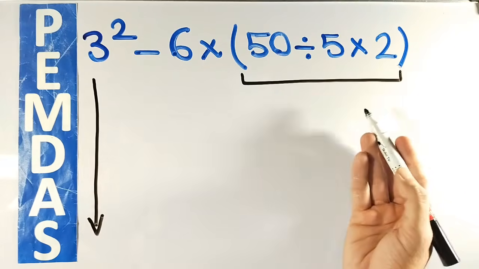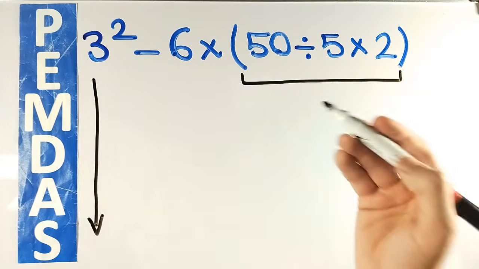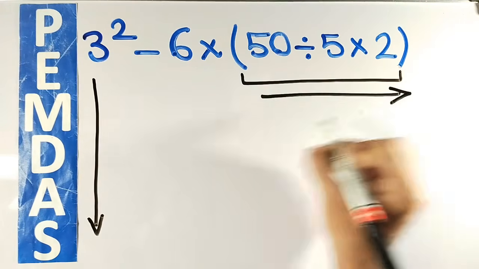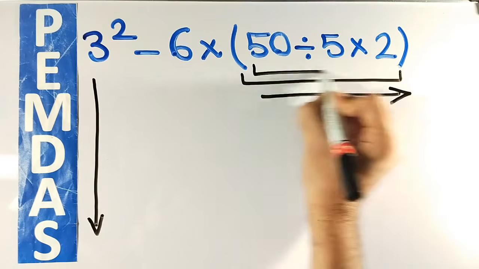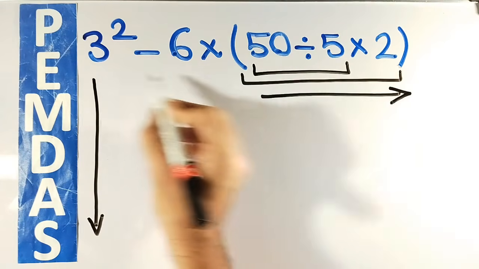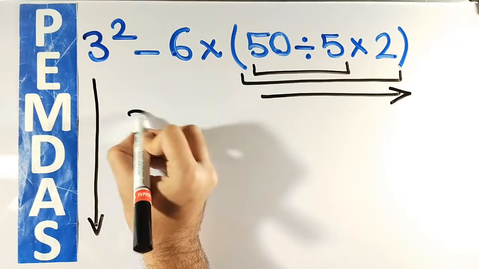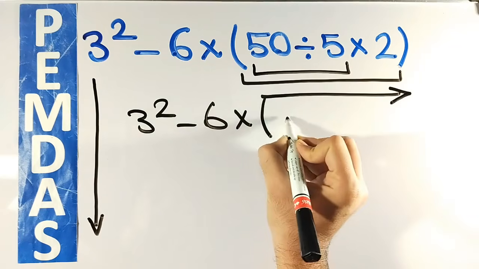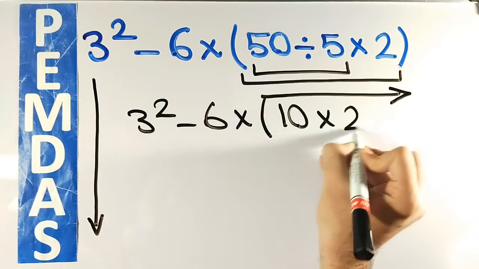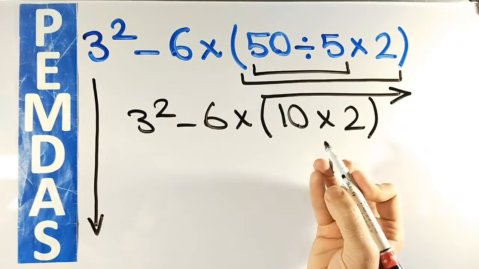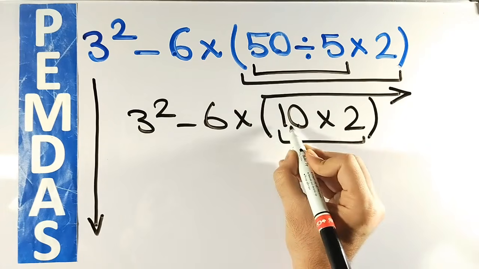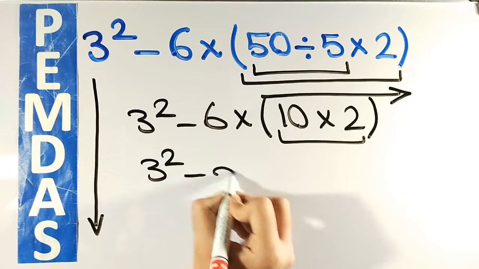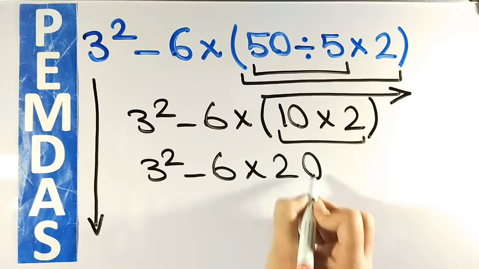And inside the parentheses, we have one division sign followed by a multiplication sign. It's really important to understand that multiplication and division are at the same level of precedence, and we must perform these two operations from left to right. So, first we go for the division between 50 and 5. And instead of this expression, we can write 3 squared minus 6 multiplied by open parentheses 10 times 2 close parentheses. And the next step, we go for the multiplication between 10 and 2 and write this expression as 3 squared minus 6 multiplied by 20.